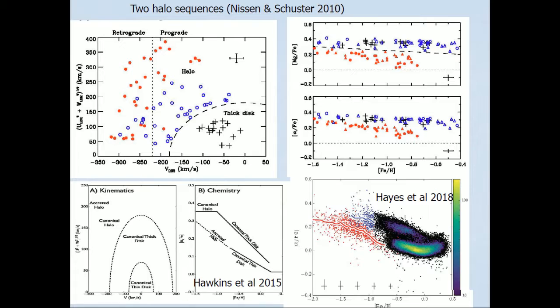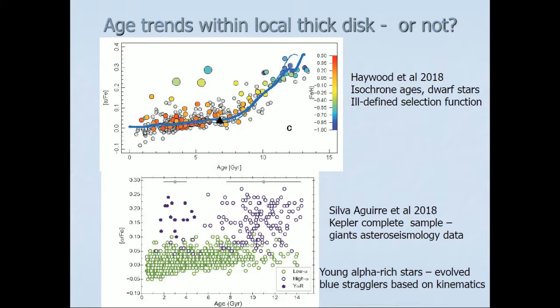Well, other puzzles and things that as we get more data, we think we understand, then we realize we don't. Age trends within the local thick disk. This is a plot of alpha to iron against age. Paper from Misha Haywood with a model through it too, a chemical evolution model. This is the thick disk at low metallicities, high ages, a continuous sequence down. Those were ages derived from isochrone fitting.